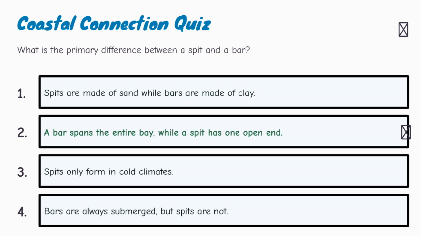Option 1 is wrong because both spits and bars can be made from sand or shingle. Option 3 is wrong because spits can form in many climates. Option 4 is wrong because bars are not always submerged. A strong GCSE answer should be able to explain both the shape and the process of formation.